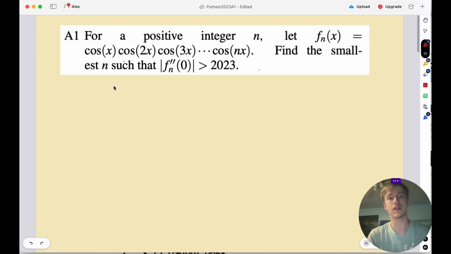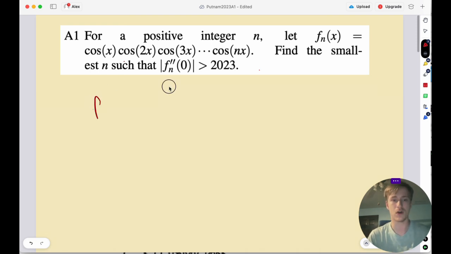It says for a positive integer n, define f sub n of x as being the product of all these cosine functions: cosine x, cosine 2x, and so on until you get to cosine of nx. We are to find the smallest value of n such that the magnitude of the second derivative evaluated at 0 exceeds 2023.